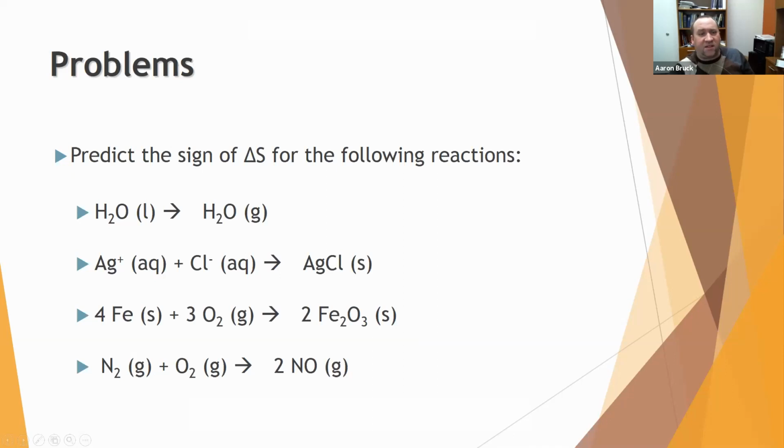This gets us into the prelab for E6, the reaction spontaneity. What we need to do is predict the sign of entropy change for these reactions, and we're going to use that previous slide to do that for us. So in problem number 1, we are going from the liquid phase of water to the gas phase of water. Gas phase molecules tend to have more entropy than liquid phase molecules. So we would predict that there's going to be an entropy increase, which means delta S is going to be positive.